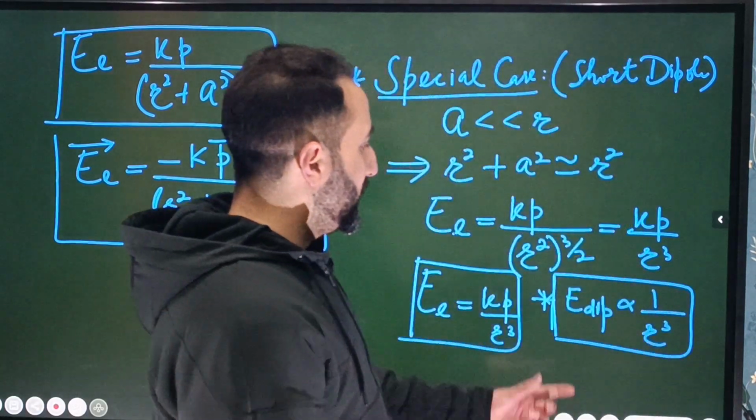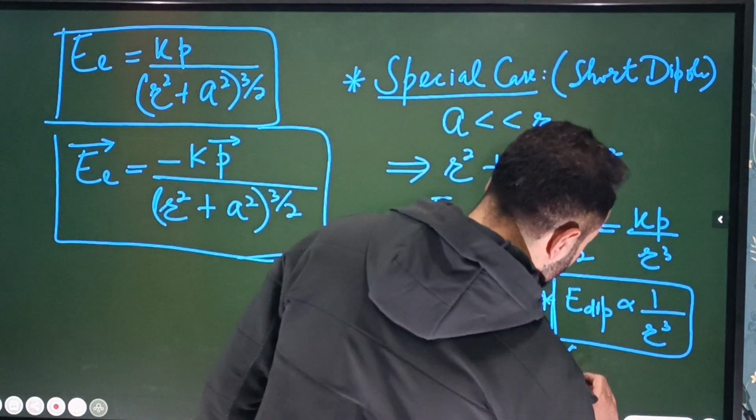All right, okay. So this question has been asked directly in AIPMT. Okay, you can check the DPP sheet.